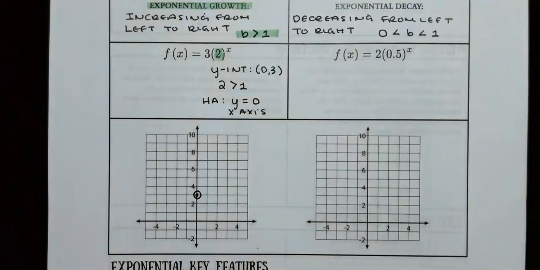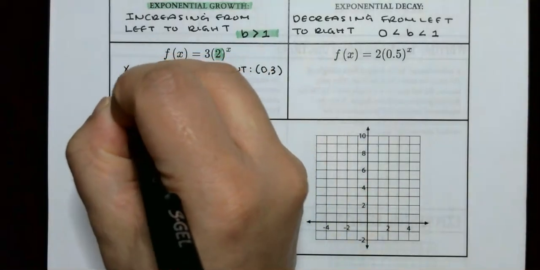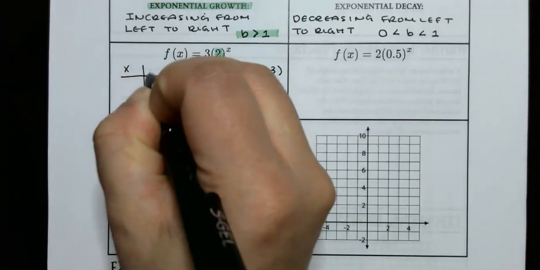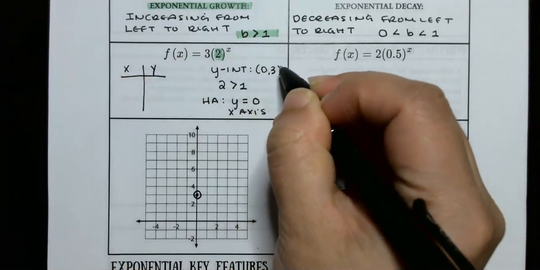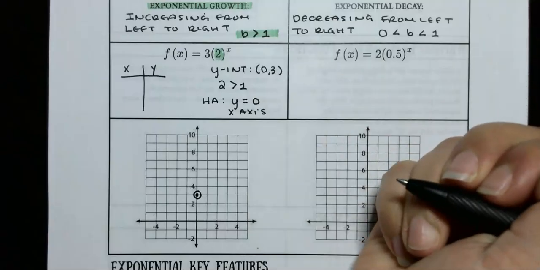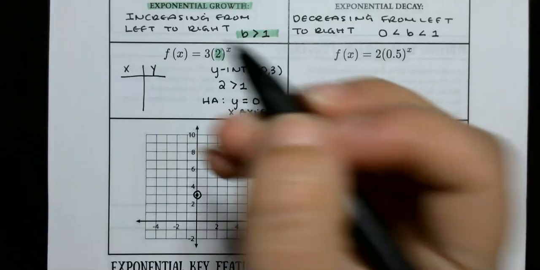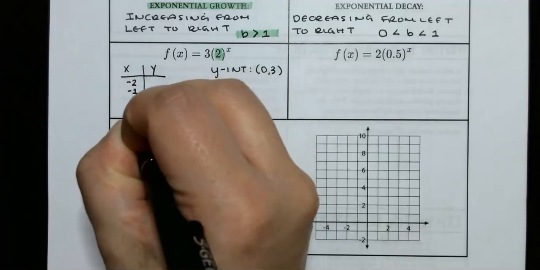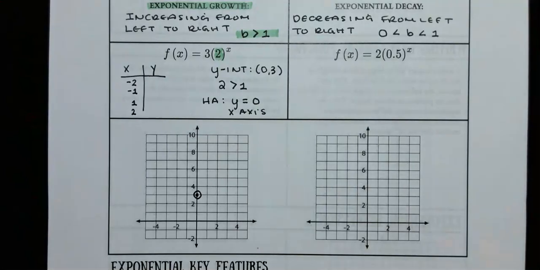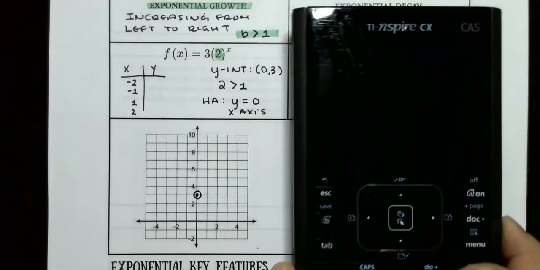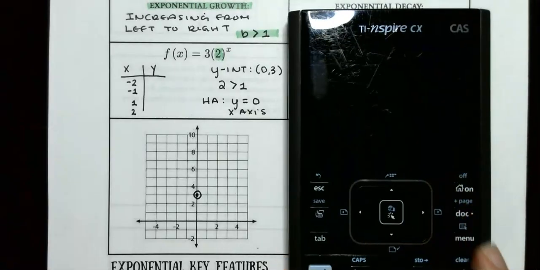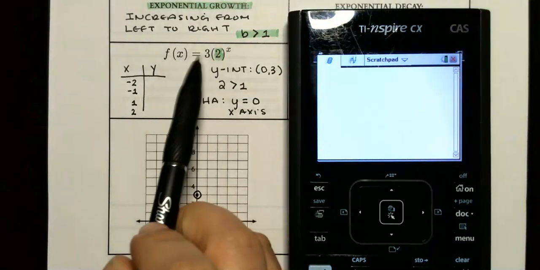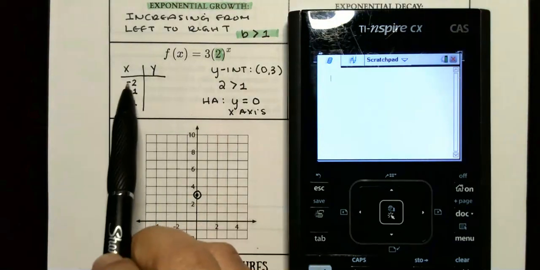So I'm going to create a table. And I'm actually going to create my table up here. This one was already added to the graph, so there's no need for us to do that. But let's go ahead and do a -2, a -1, and then let's do 1 and 2. Alright, so with that being said, we can just type these into our calculator. So that's exactly what we're going to do. We're going to use the function, and we're just going to replace this x with these numbers.